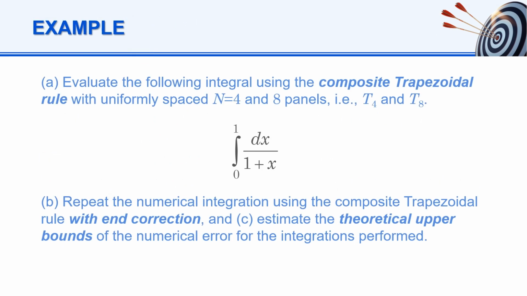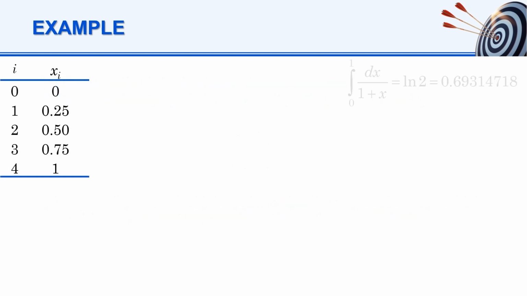As a numerical example, let us consider evaluating the following integral using the composite trapezoidal rule with uniformly spaced n equals 4 and 8 panels. We will repeat the numerical integration using the composite trapezoidal rule with end correction and estimate the theoretical upper bounds of the numerical error for the integrations performed. The true integral is natural logarithm 2.